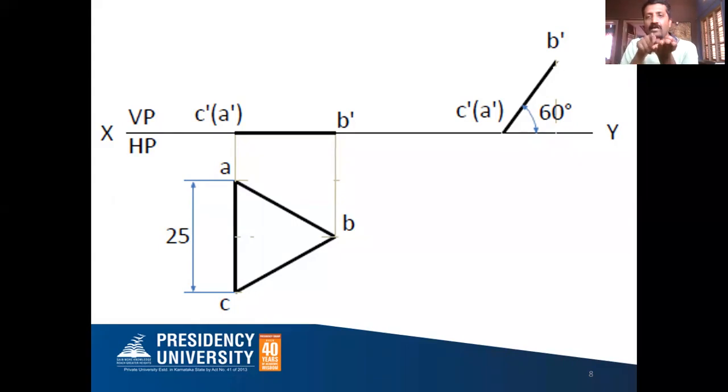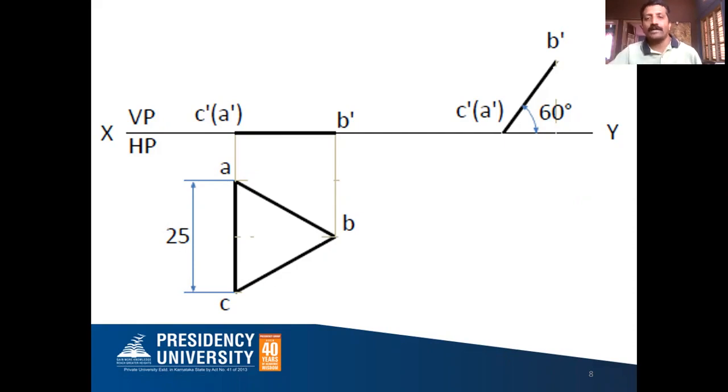This angle I have taken, and I need to shift this. That means without changing the length of the previous front view, you take this length with the help of your compass. With this as the center and this as the radius, you cut the 60 degree line. Wherever it cuts, you call that point B dash. So what you have done here is, without changing the length of the front view, you shifted it onto the 60 degree line. This is the second position front view.